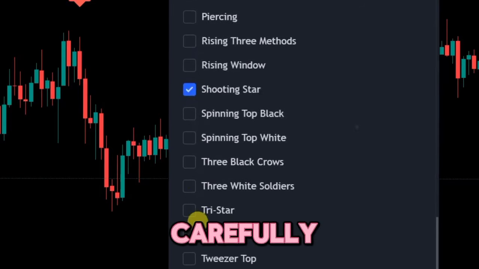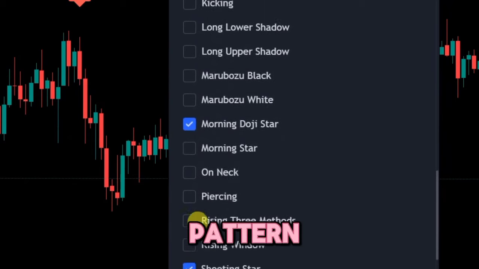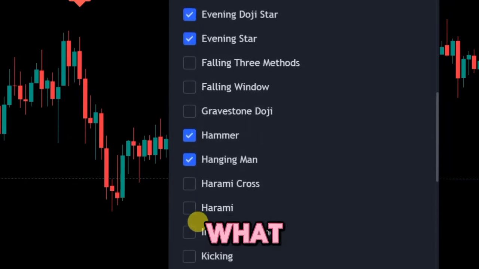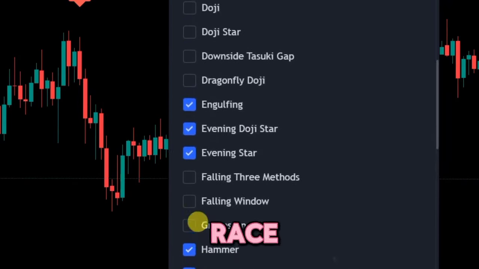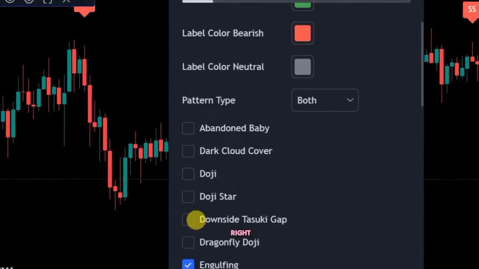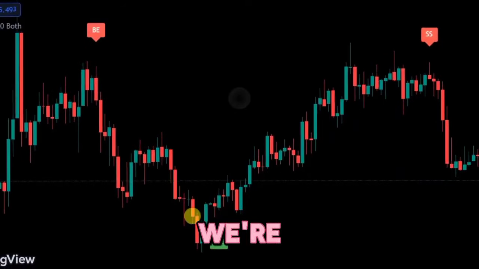You can just carefully look at the settings I'm using here. These are the candlestick patterns I'm likely to get a signal on, and that's what I've selected, hanging man and the rest, you understand? So I think we're done here, right? Good. So let's click on OK, and we're back to the chart.